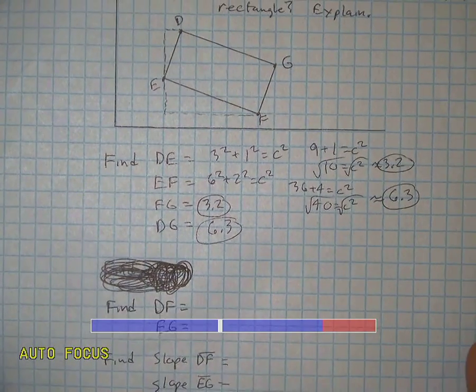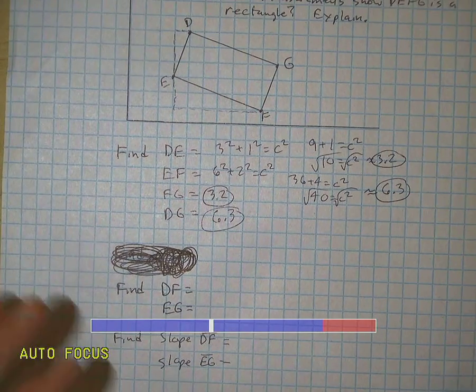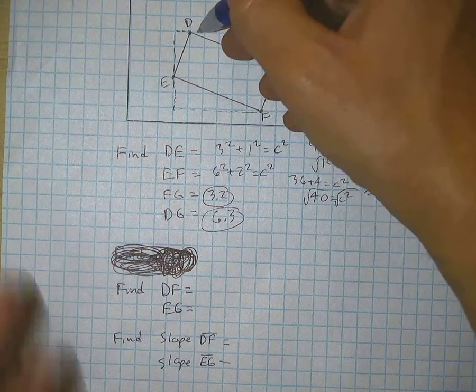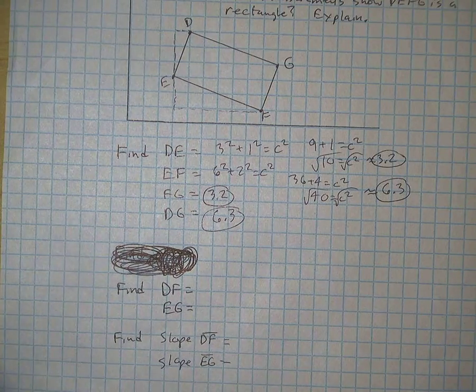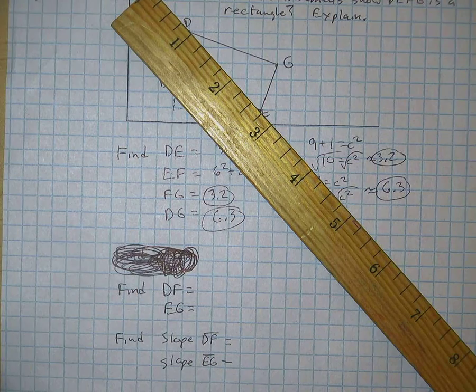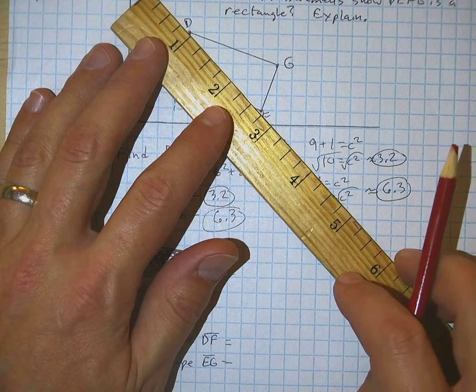All right. Next, it's going to have us find D to F. This is where students seem to struggle a little bit for some reason. I'm not sure why, but from D to F, that's this diagonal right here. So I'm going to draw that in. D to F. You know what? I'm going to use a different color. Just maybe you can see it better. We'll see. D to F.